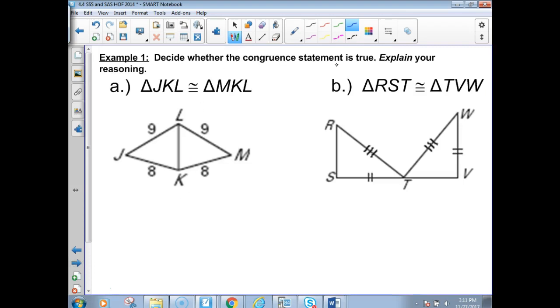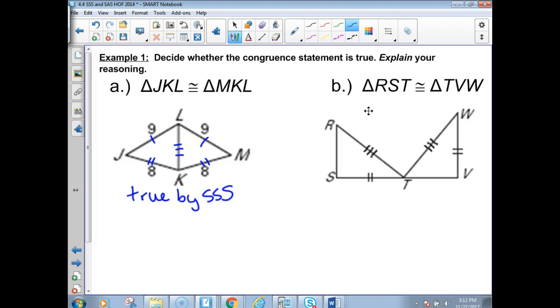So let's decide whether a congruent statement is true or not, meaning these are saying they're congruent, but we're trying to determine whether this is true or false, based on what we see. Now I see a 9 and a 9, which means JL is congruent to ML. I see JK and MK with 8s on them, so I know those sets of sides are congruent. And then there's a shared side between the triangle on the left and the triangle on the right. So that means that all three sides in both triangles are congruent. So this one would be yes, this is true, by side, side, side. That's good enough explanation.